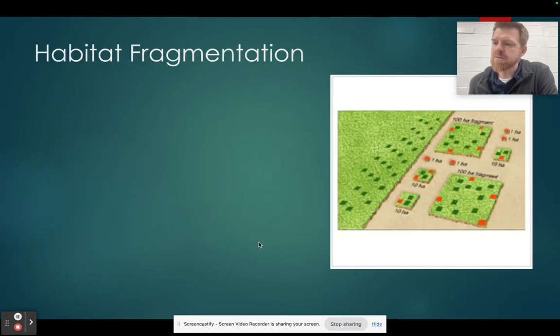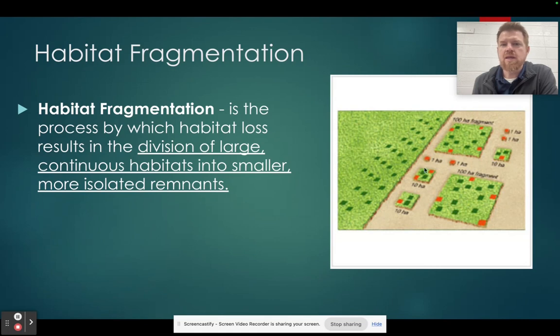Habitat fragmentation. This is our first definition. It's kind of midway through your notes. Real simple. If you can see in this picture, we have our large area, and it has been divided into multiple smaller areas. It's fragmented.